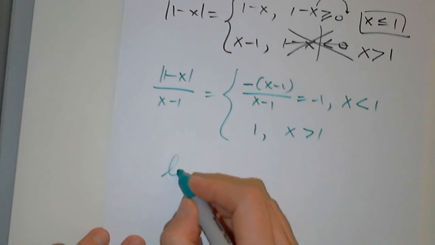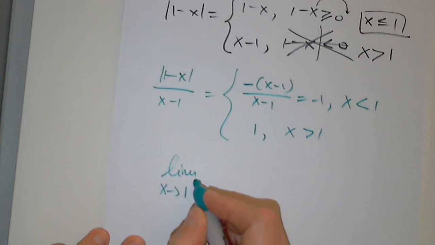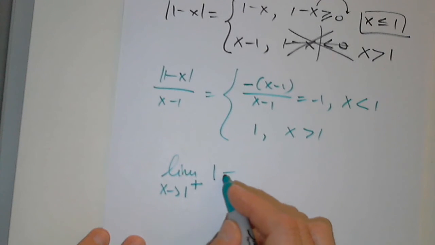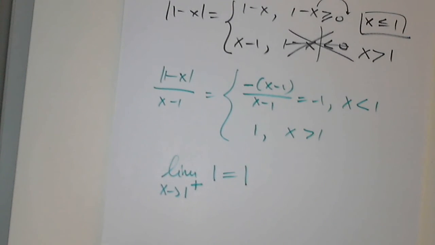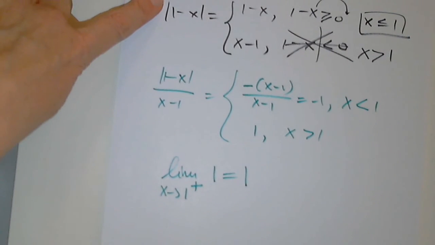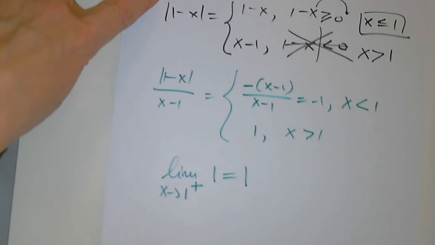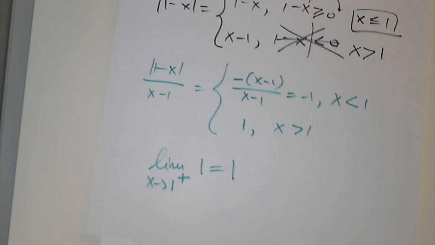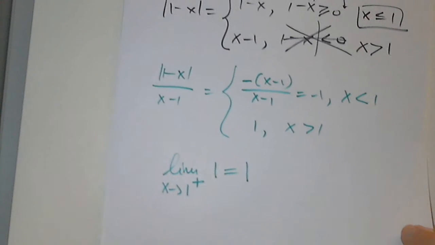Only now I determine the limit as x approaches 1 from the right. The answer is 1. Nothing else. We're not asked to find the limit from either side. It would be DNE, of course, but we're not asked to find that. We're only asked to find the limit from the right. Any questions on this?